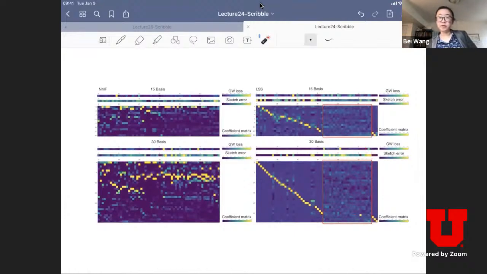However, yeah, go ahead. When determining between 10 versus 15 bases, how far into the calculation of loss and sketching do you have to go before you can see which one is better?